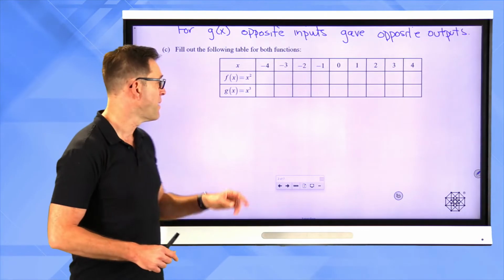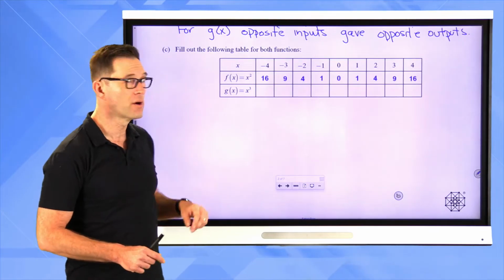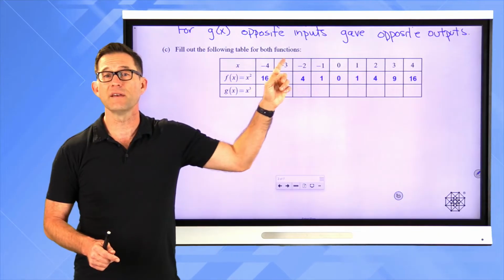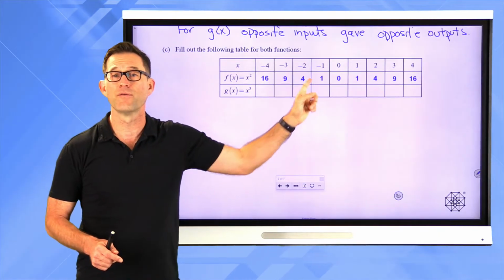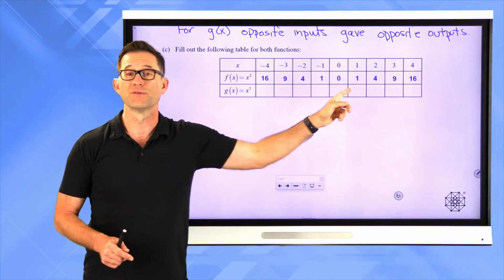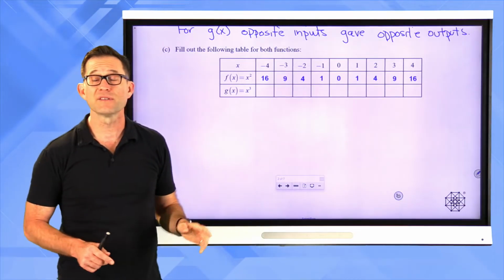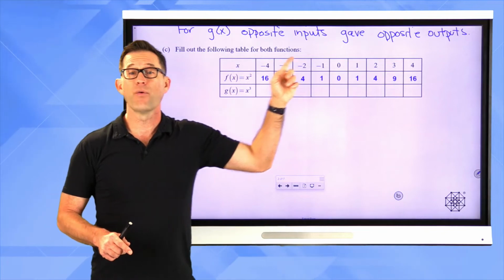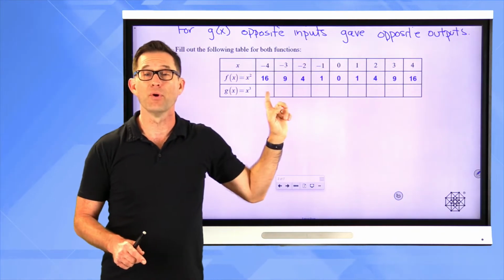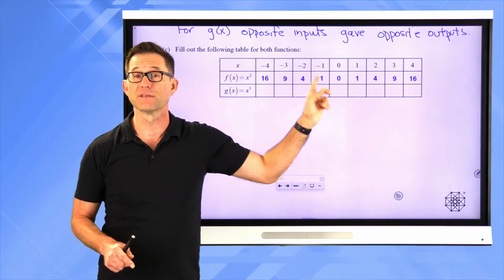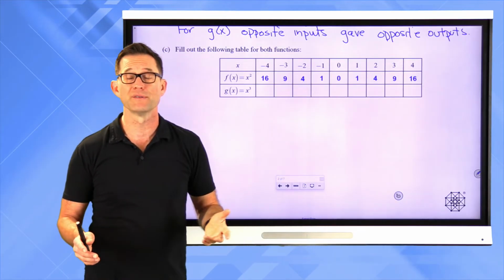All right, well, the magic of the board here. So for f of x, when I have negative 4 and I square it, I get 16, negative 3, I get 9, negative 2, 4, negative 1, 1, 0, 0, 1, 1, 2, 4, 3, 9, 4, 16. And again, we see the same thing. Whether we have negative 4 or positive 4, the output is the same. Negative 3, positive 3, the output is the same. Negative 2, positive 2, the output is the same.